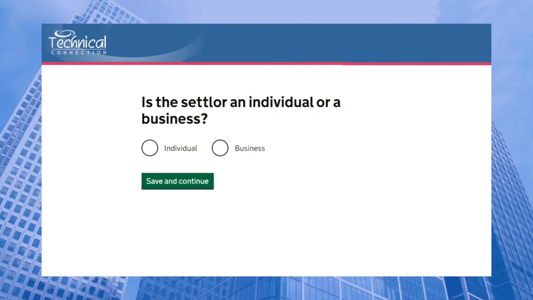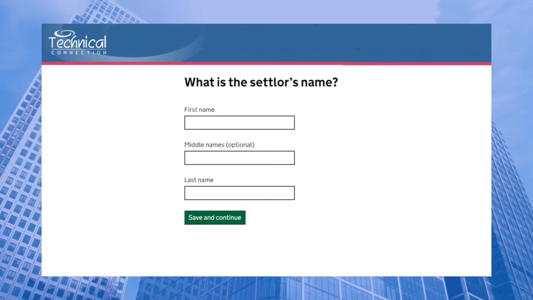I now need to confirm whether the settlor is an individual or a business. Similar information is needed about each, regardless of whether it's a business trust or personal trust. In my case, this is a personal trust, so I'll select individual. I now need to enter the settler's name, and as you can see here, first and last names are mandatory and middle names are optional.